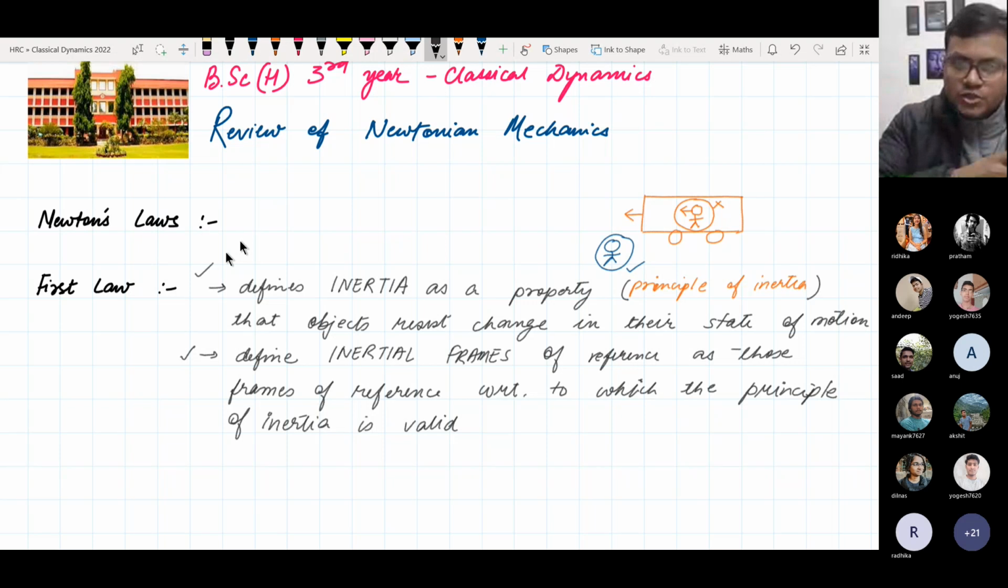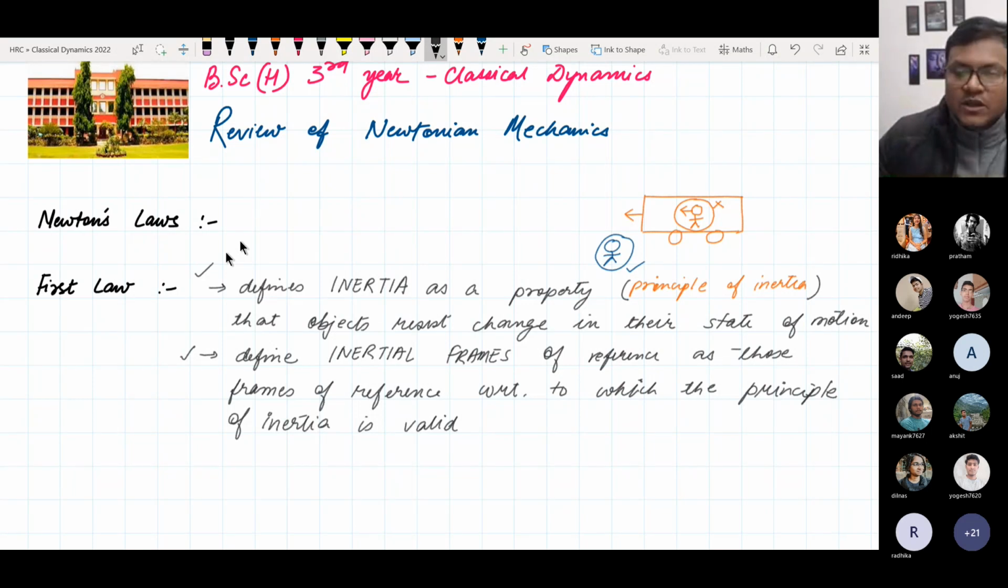Inertia is a property such and such, but it's only valid in inertial frames of reference. And inertial frames of reference are those frames of reference in which the principle of inertia is valid. And the principle of inertia is only valid in inertial frames of reference, and inertial frames are only those frames in which the principle of inertia is valid. Can you see that there is a circular sort of logic going on here? Yeah. Yes. Yes, sir. All right. Okay.